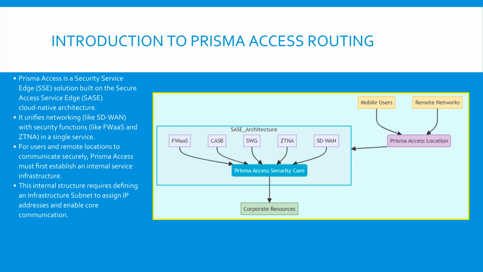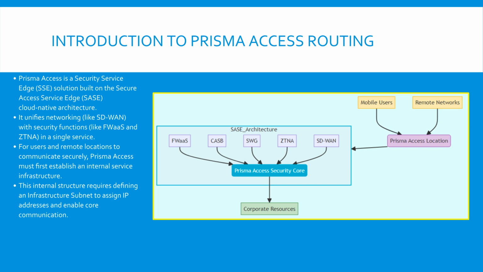This diagram illustrates the role of Prisma Access within the overall SASE architecture. On the left, we see users represented by mobile users and remote networks. They connect through a Prisma Access location, represented by node H. This connection is fundamental for accessing the core security features. This central blue box represents the SASE architecture, specifically the Prisma Access Security Core, node C, which unifies critical security functions like Firewall as a Service, Cloud Access Security Broker, Secure Web Gateway, and Zero Trust Network Access. All user traffic flows into this core for inspection and policy enforcement.